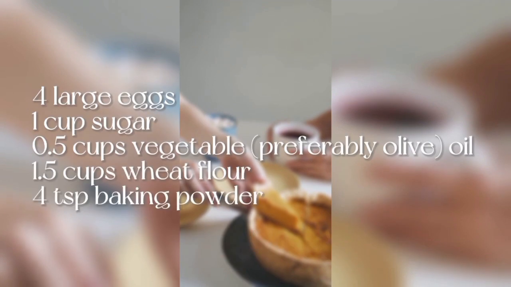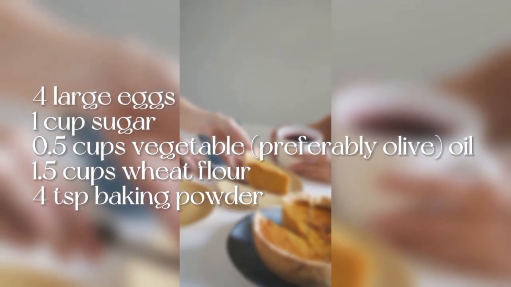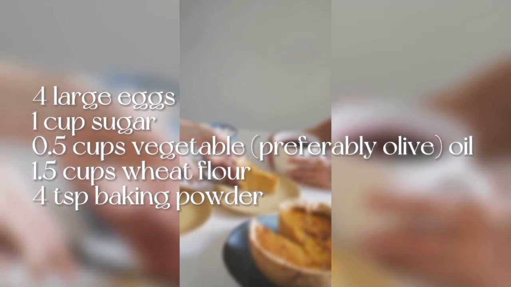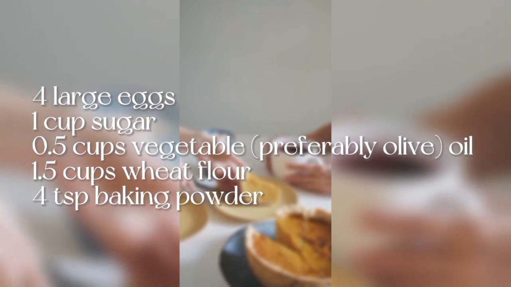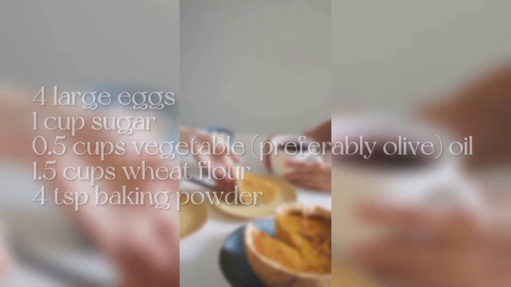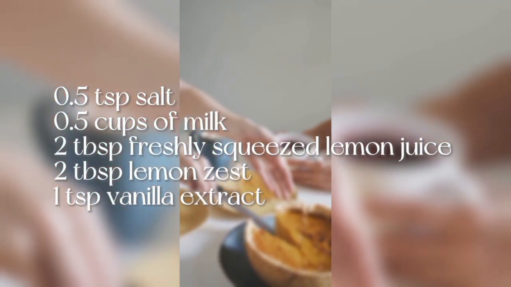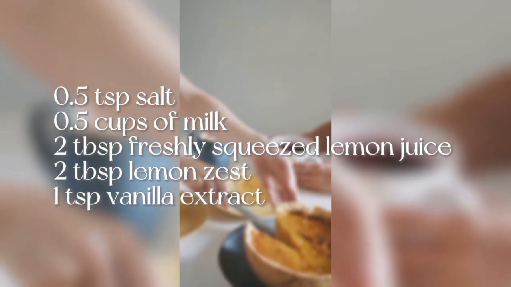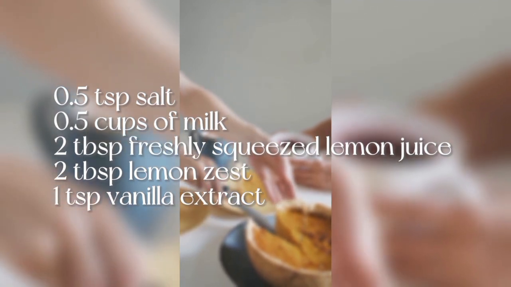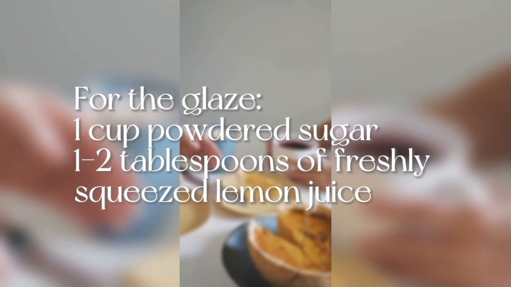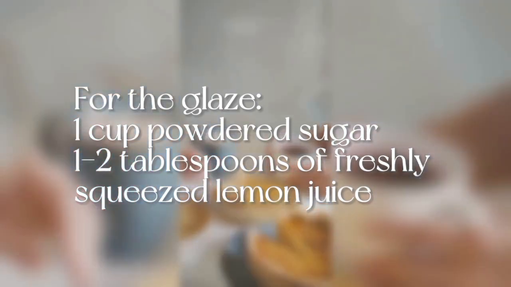Ingredients: 4 large eggs, 1 cup sugar, 0.5 cups vegetable, preferably olive oil, 1.5 cups wheat flour, 4 teaspoons baking powder, 0.5 teaspoons salt, 0.5 cups of milk, 2 tablespoons freshly squeezed lemon juice, 2 tablespoons lemon zest, 1 teaspoon vanilla extract. For the glaze, 1 cup powdered sugar, 1 to 2 tablespoons of freshly squeezed lemon juice.